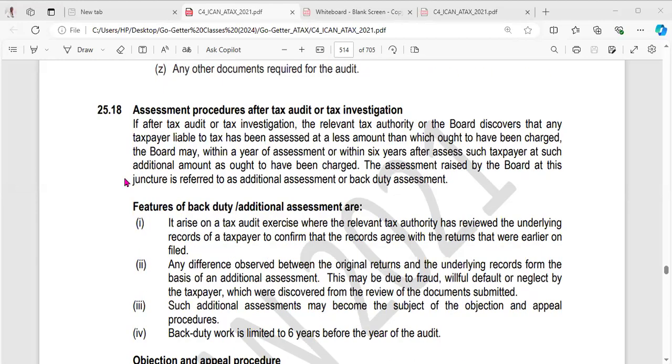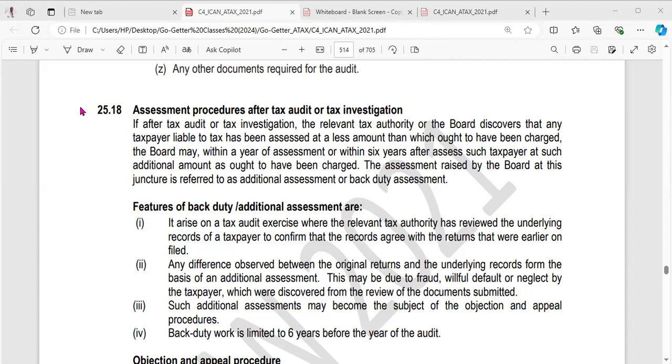Then there is this assessment procedure after tax audit or tax investigation. If after tax audit or tax investigation, the relevant tax authority discovers that any taxpayer liable to tax has been assessed at an amount less than what he should have been charged, the revenue board may within the year of assessment or within 6 years of assessment raise an additional assessment, which is also called back duty assessment. So they might go back because they find out that you were assessed less than what you are supposed to be assessed. It could make them go and look back.